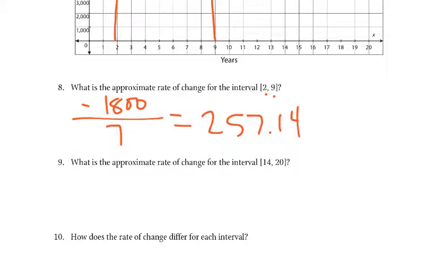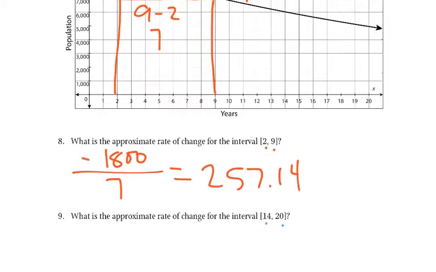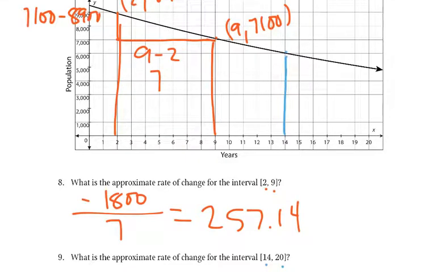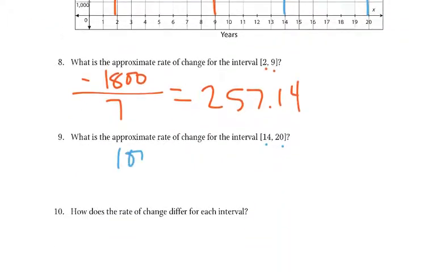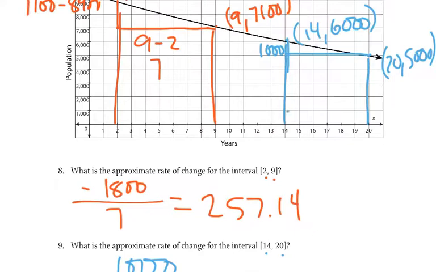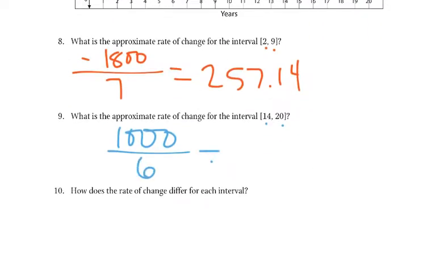Okay, then we do 14 to 20. So 14 right here, that looks like it's right at 6,000, so 14 and 6,000. And then 20, looks like it's right at 5,000. So that's going to be pretty easy because we can see we're going down by 1,000, aren't we? Okay, so my change in y is 1,000 over 14 to 20 is 6. So we go 1,000 divided by 6. We get about 166.6 repeated. So almost 167 people per year that we're losing in this town.